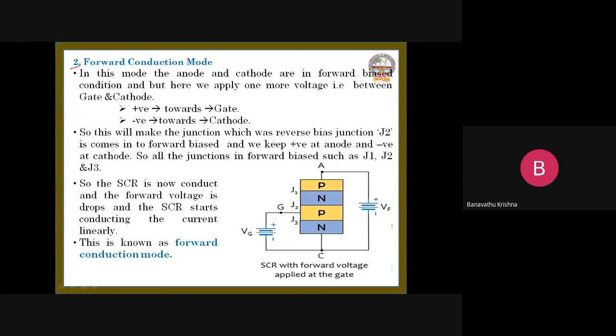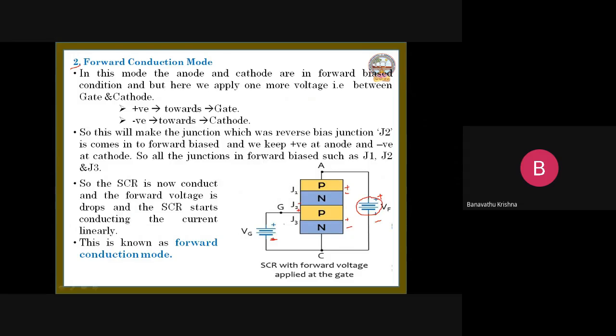Forward conducting mode means here the SCR is going to on. How is it going to on condition? Let us observe the conditions. Here it is a forward bias voltage, right? The positive terminal is here, and the negative terminal is here. The negative terminal is given to the cathode, the positive terminal is given to the anode. And there is one more terminal, the gate terminal. For the gate terminal, we are applying a positive terminal and a negative terminal, right? By applying this voltage, this is positive and this is negative.